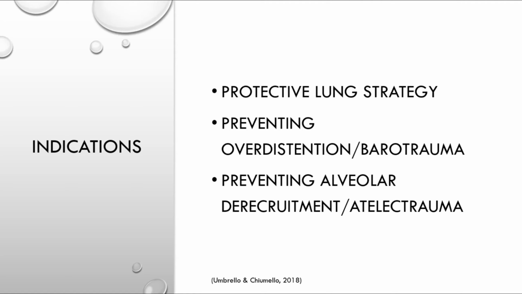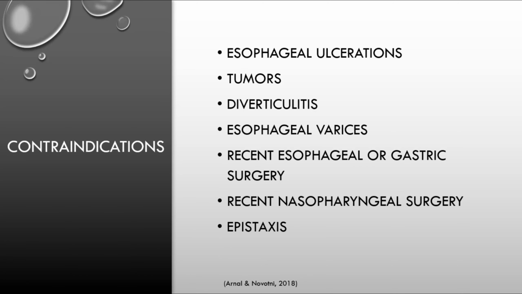Some indications for wanting to do this are using a protective lung strategy, preventing overdistension or barotrauma, and preventing alveolar derecruitment and also atelectrauma. Some contraindications of placing a balloon are esophageal ulcers, tumors, diverticulitis, esophageal varices, any recent surgery along that tract or the nasopharyngeal area, because we can also place the balloons nasally instead of orally, and any nose bleeding going on.